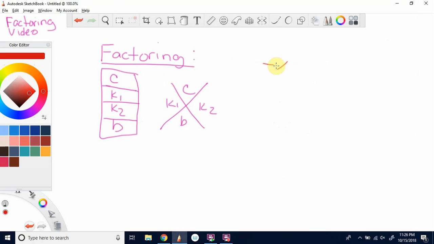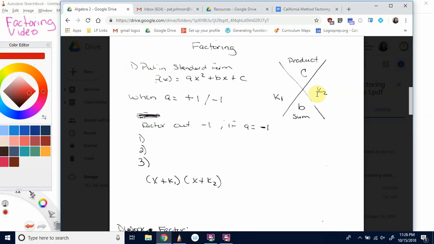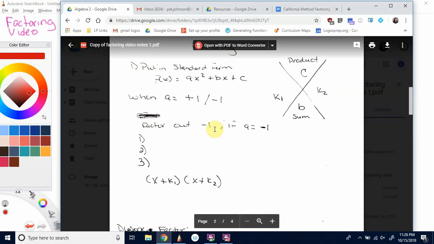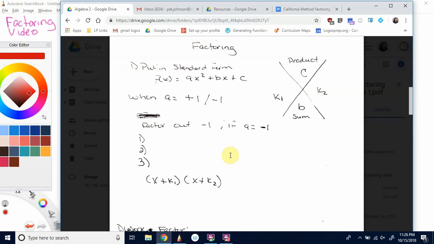if you have negative x squared plus 2x minus 1, well, A is not 1, so I'm going to factor out a negative 1. So I'm going to get x squared minus 2x plus 1. Okay, now our A is 1, our B is negative 2, and our C is 1. So we must factor out negative 1 if A is not 1.